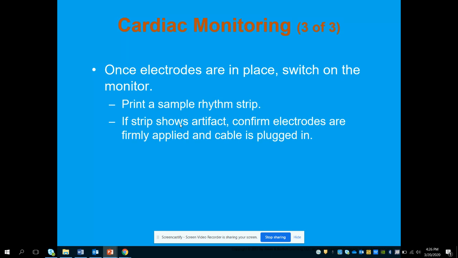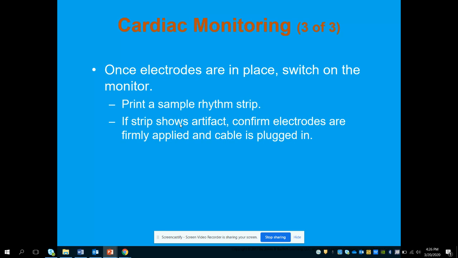Okay, so where we left off was talking about placement of our 4 and 12 lead. Once those leads are in place, then we want to start our monitoring, and we can print a sample rhythm strip. Now again, you won't know what it means, but you'll know once you've had some experience in doing this what artifact looks like.